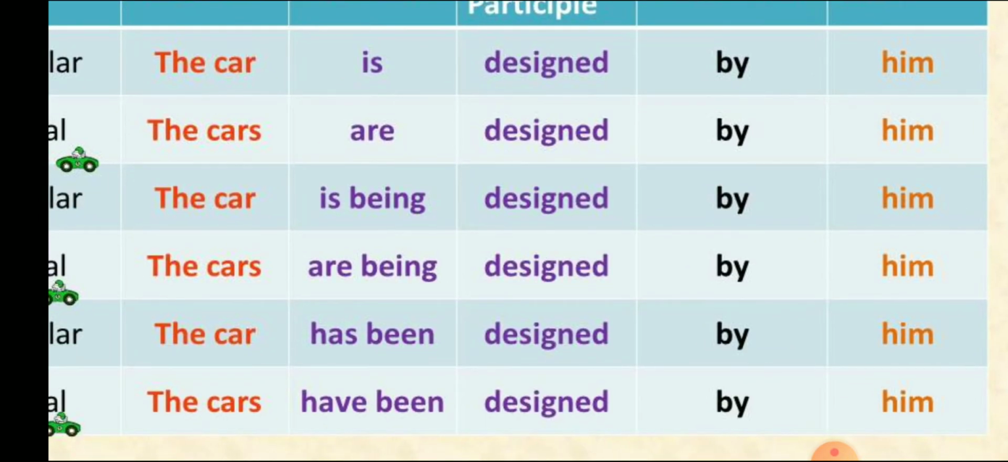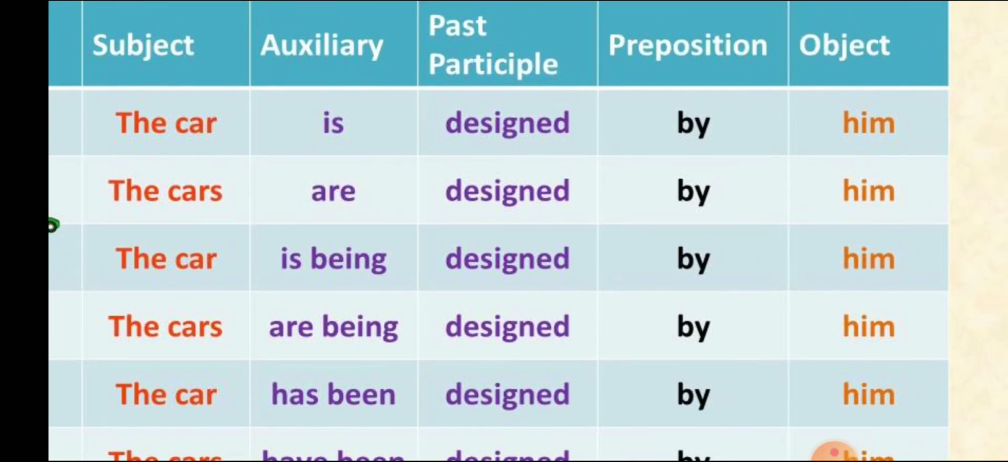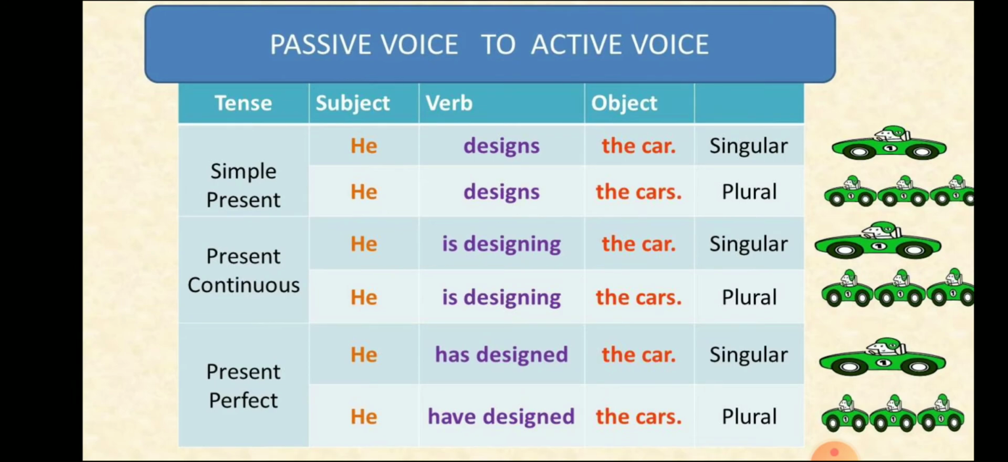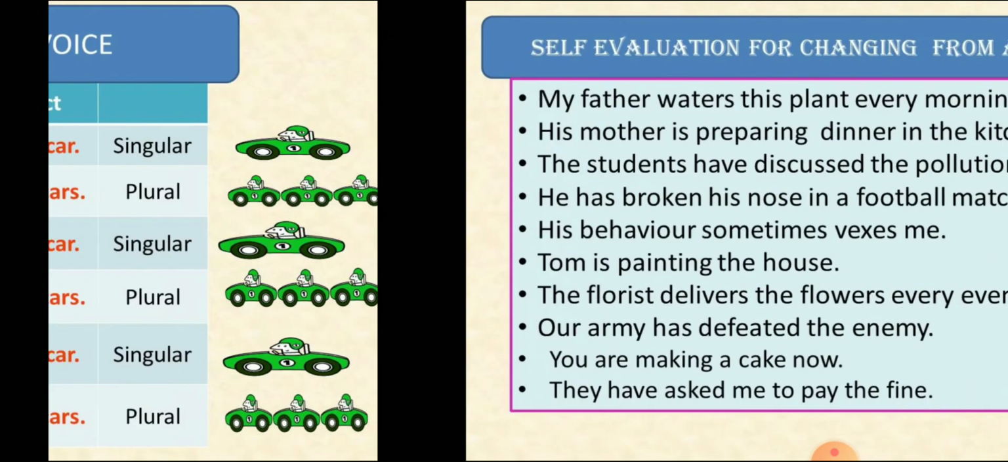The car has been designed by him. He has designed the car. The cars have been designed by him. He has designed the cars. This is the correct form in order to change from passive to active. Just check whether what I have told is right or wrong.